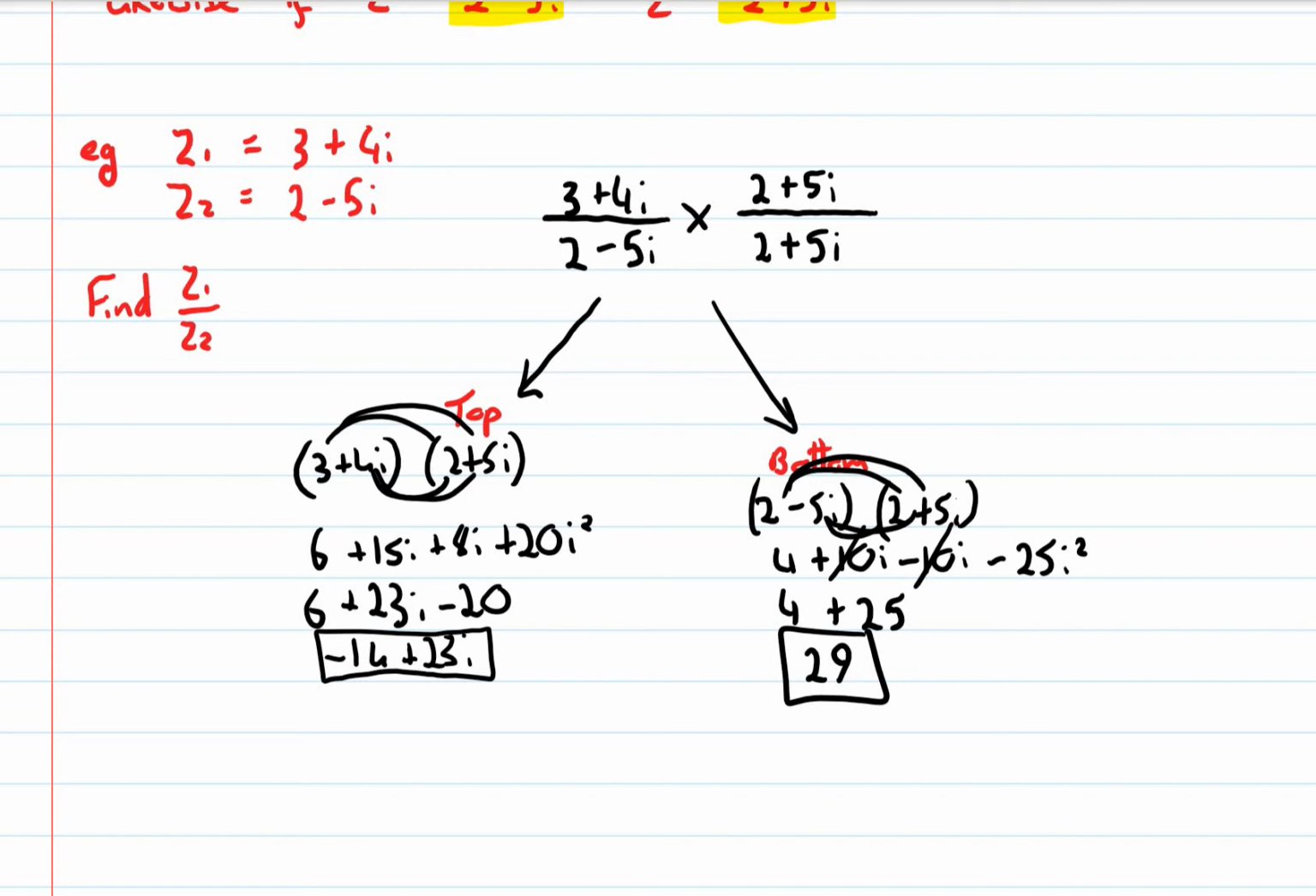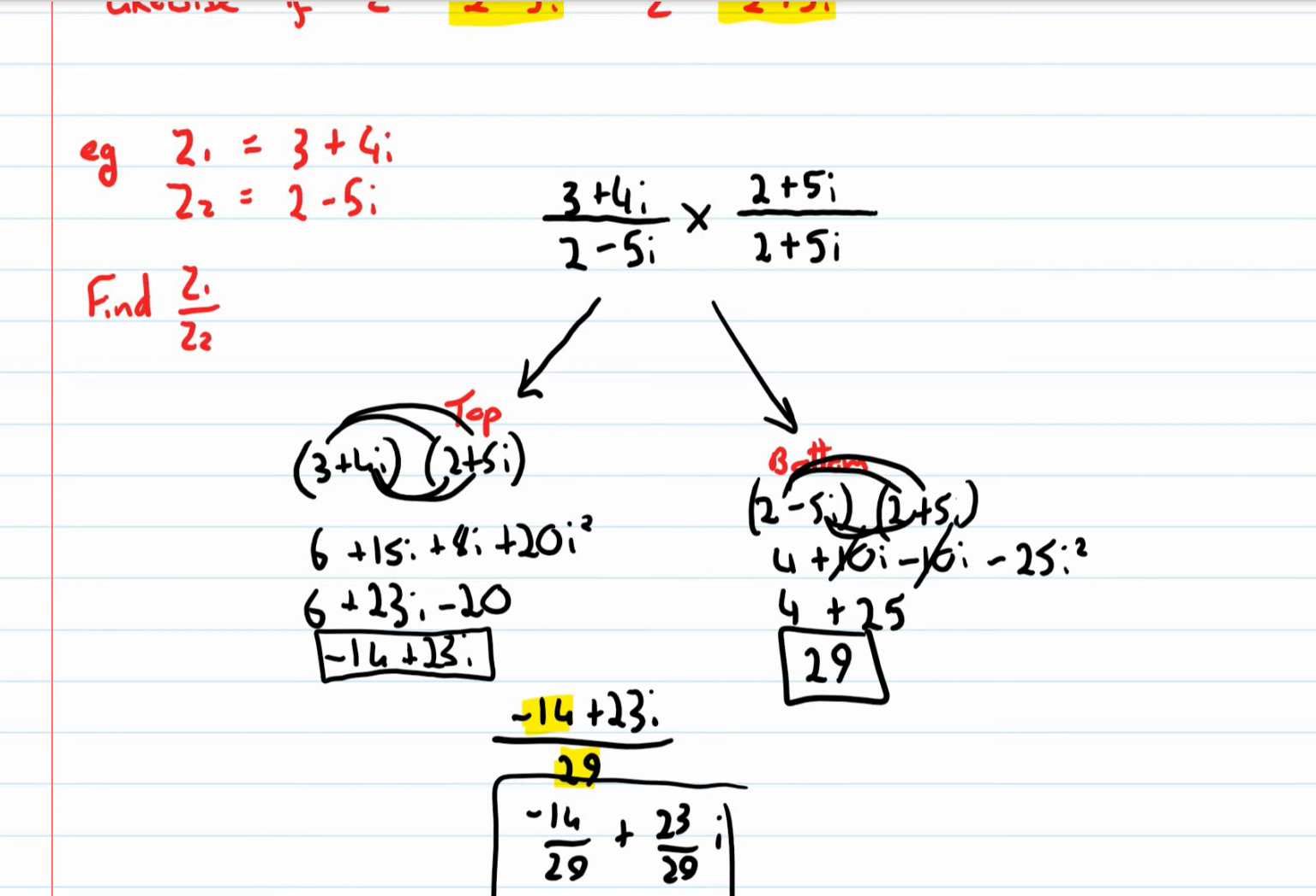Okay, so we're done. We just have to put it back together now. Keep the top bit back on top, which is the minus 14 plus 23i, all over 29. Okay, and then just to simplify it, we keep our real parts together, which will be minus 14 over 29. And then likewise we do our 23i, so it's plus 23 over 29, the i to the side. So we always finish it off like that.